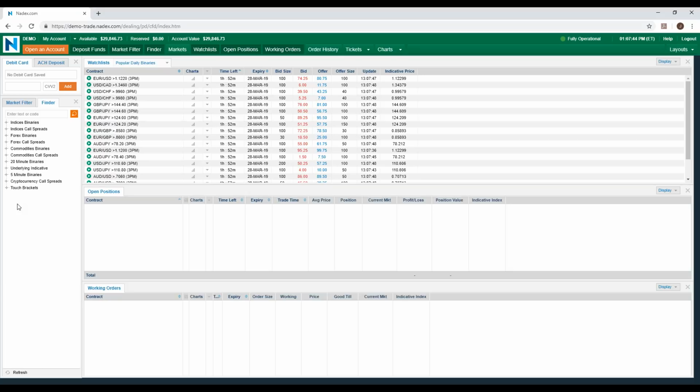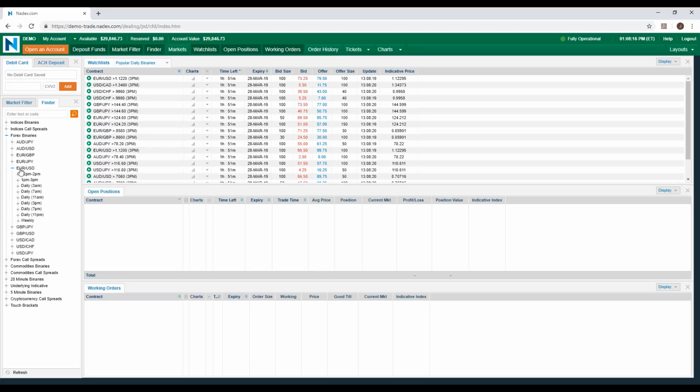But no matter what you trade, no matter what your time frame for your strategy or system is, there's just about always going to be something that would fit it with Nadex. And why do I say that? If we run through the different products real quick, let's look at the Forex binaries. You've got 10 different Forex pairs here, and you can open up any one of them. Let's open up Euro Dollar.